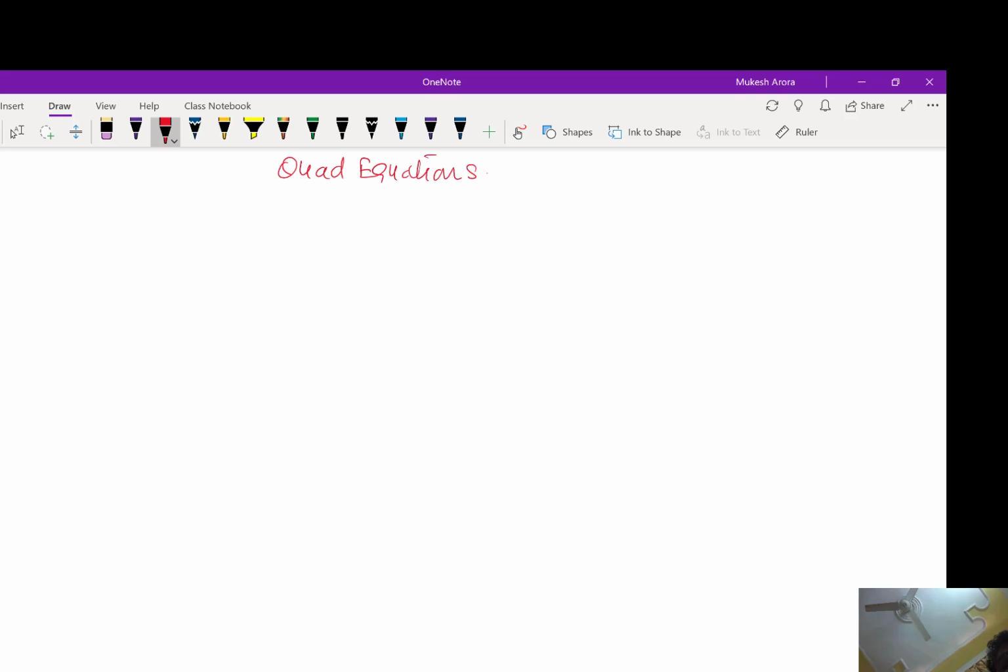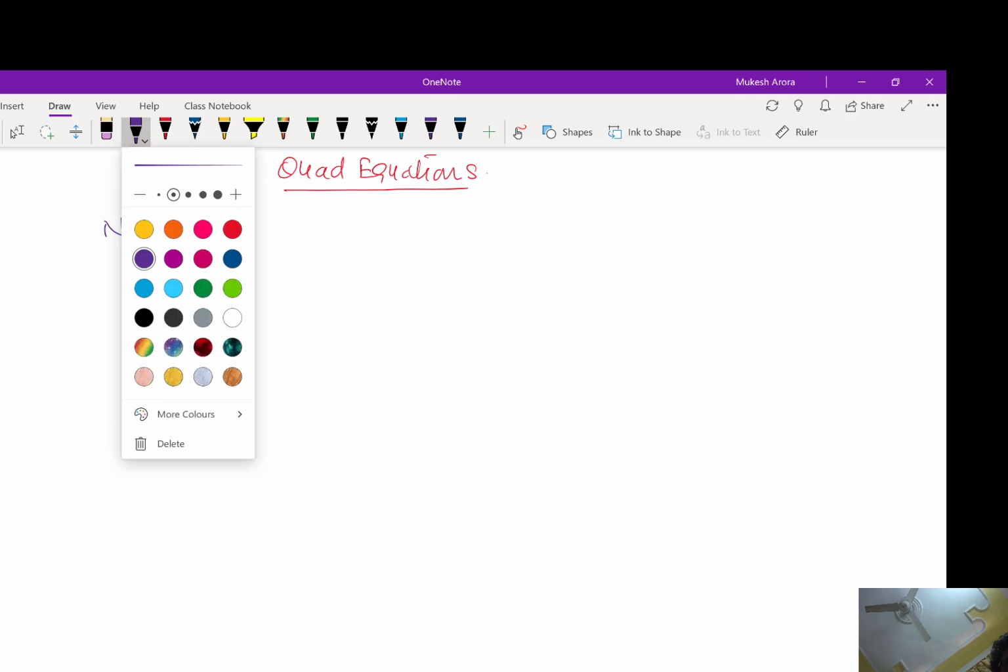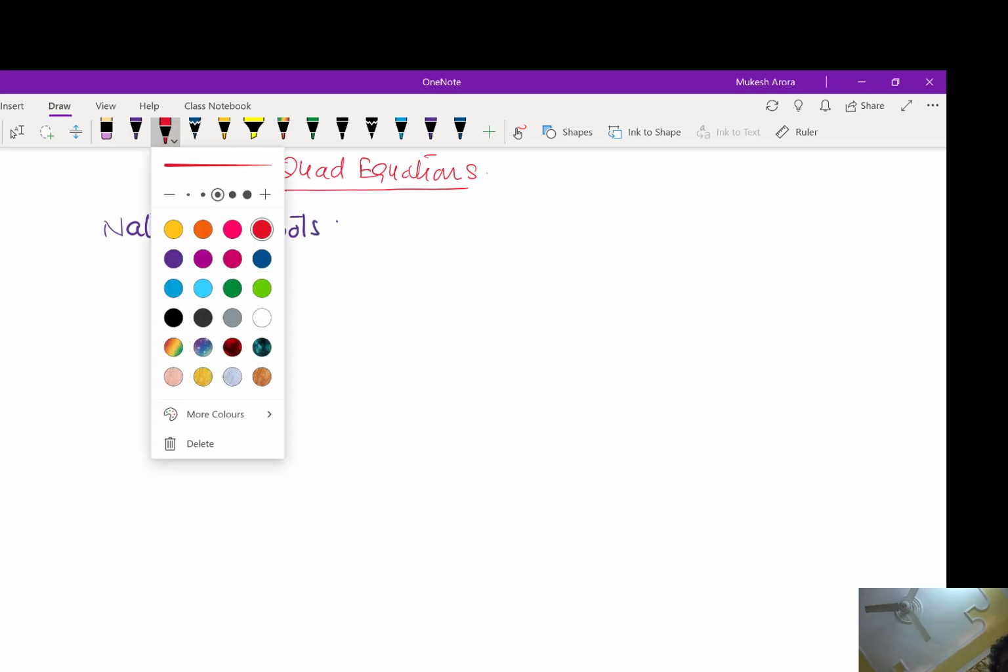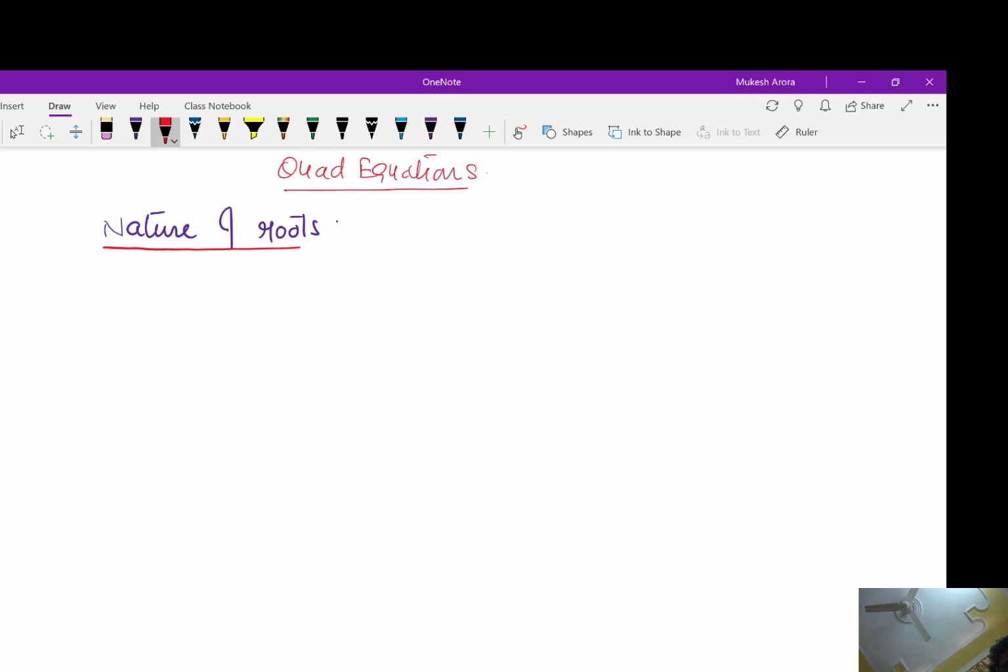Now, what do you mean by nature of roots? Before going for the nature of roots, we have to find D. D is the discriminant, and the discriminant is b square minus 4ac.